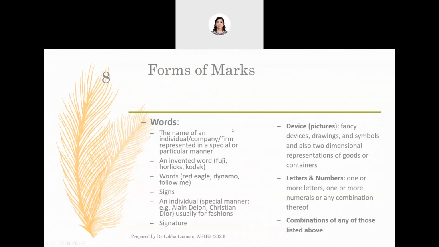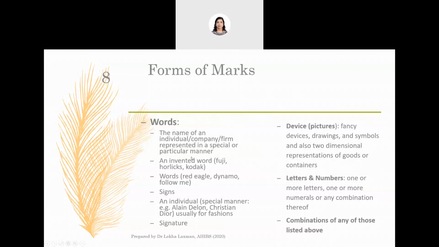Okay, so you can see forms of marks. Forms of trademarks could be in the form of words, in the form of pictures, in the form of letters and numbers, or a combination of words and pictures, or a combination of words, letters, and numbers. So when you talk about marks, it could consist of just words only, or a combination of words and pictures, or letters and numbers, etc. When you talk about words, it could be the name of an individual, or the name of a company, represented in a particular manner.